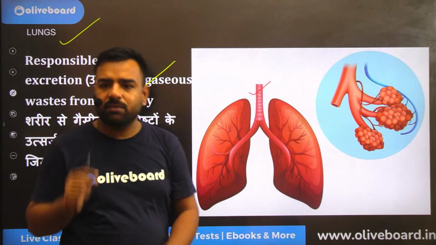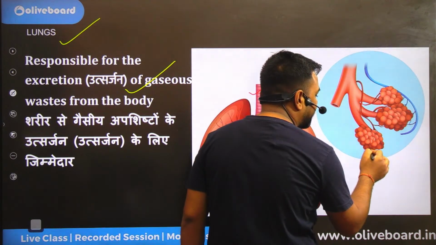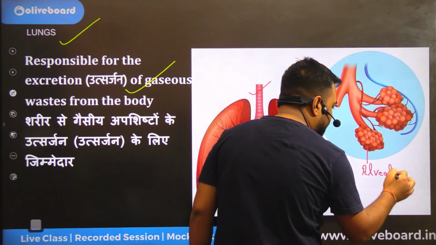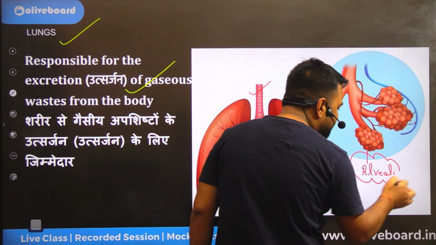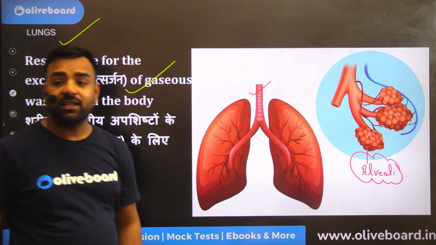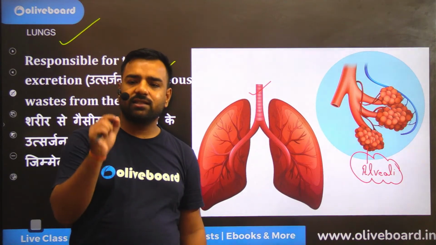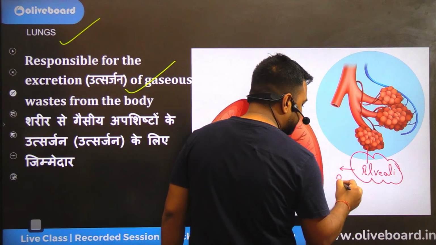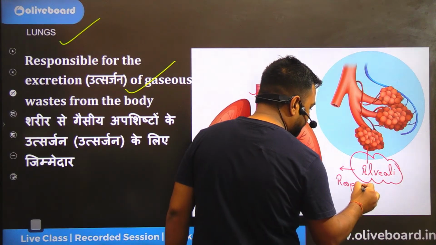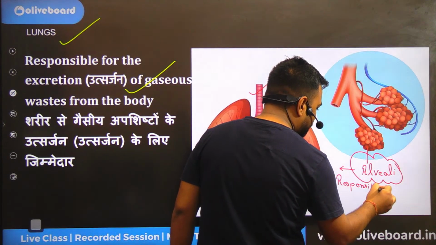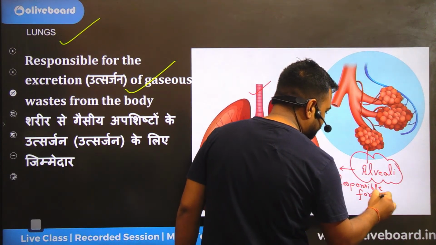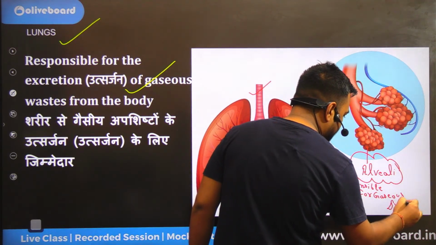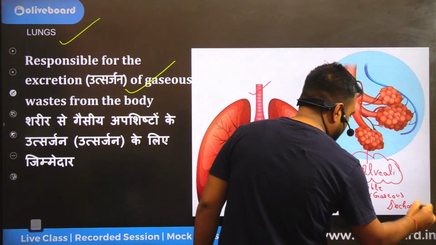In those terminal bronchioles, you are going to find these sac-like structures known as alveoli. What are they? They are known as alveoli. And these alveoli are responsible for gaseous exchange. That's again a question from PYQ.